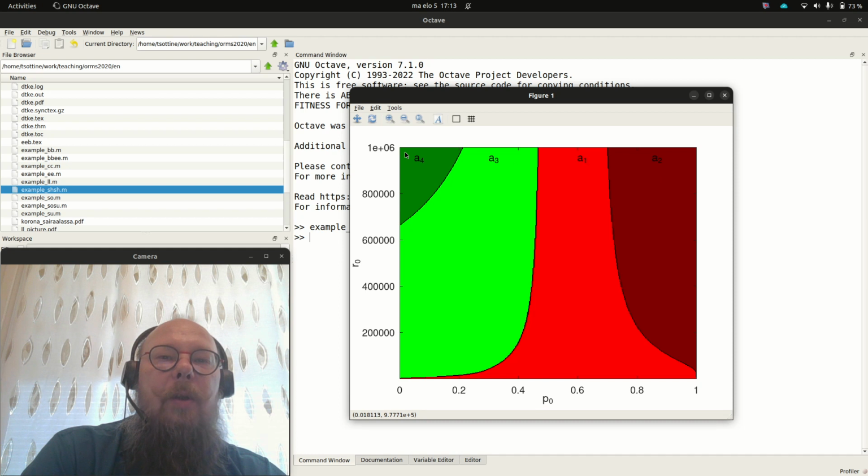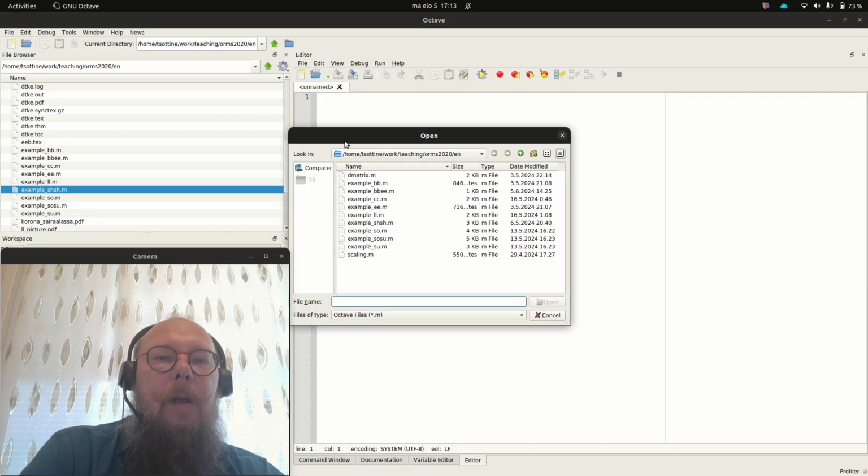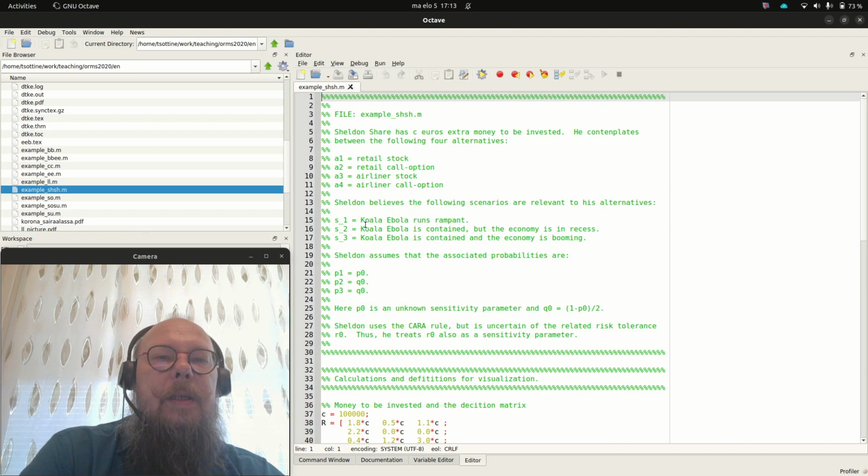So for example, if the risk tolerance is high and Sheldon does not believe that the koala Ebola will turn into a pandemic, then A4 is the best choice. So the solution of this problem is this picture, and its interpretation. It shows the optimal choice with different values of p0 and r0, and then you have to believe that you are at one point in the picture, and choose that one. All right, let me close this window and let's go to the editor and open this example_shsh.m.